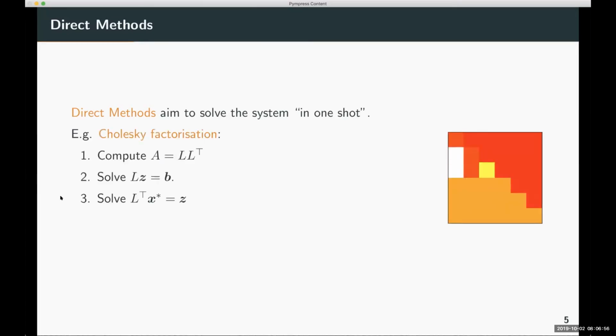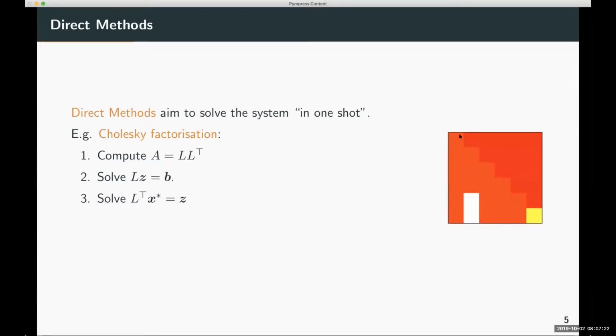And a good example of a direct method, which I'm sure most people will have used before, is the Cholesky factorization. This is a direct method for solving linear systems in which the matrix A is symmetric and positive definite. And if you want to solve a linear system using a Cholesky factorization, you follow three steps. So first, you compute a Cholesky factor. This is a matrix L, which is lower triangular, and which has the property that A is LL transpose.